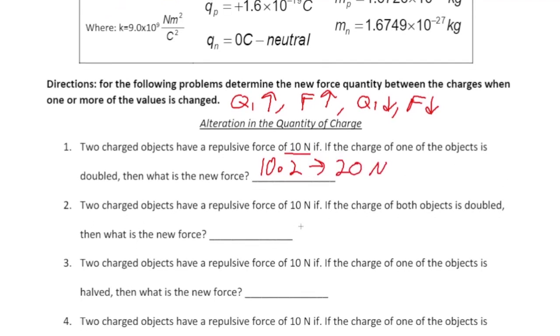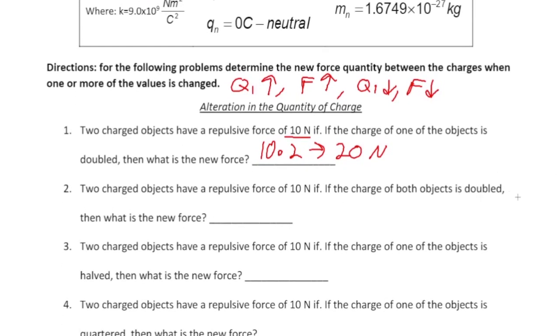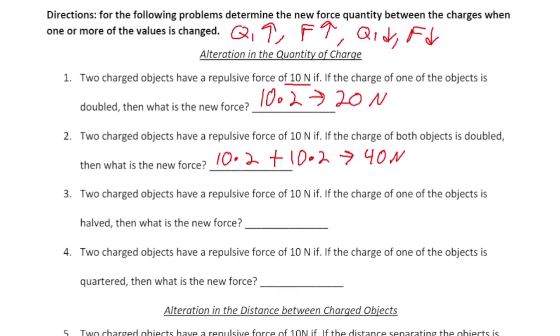Number 2, two charged objects have a repulsive force of 10 newtons. If the charge of both objects is doubled, then what is the new force? Well, let's just do what we did above. 10 times 2 for our one charge, right? Because if we double one charge, it's going to double the force. But we're doubling two charges, so we're going to do this again. 10 times 2. That means that our force is now going to be 40 newtons. It's going to be 4 times as big. And that's because we doubled both of our charges.